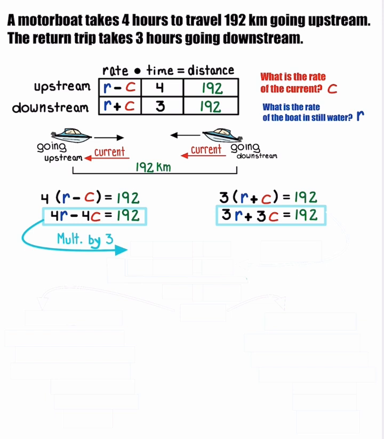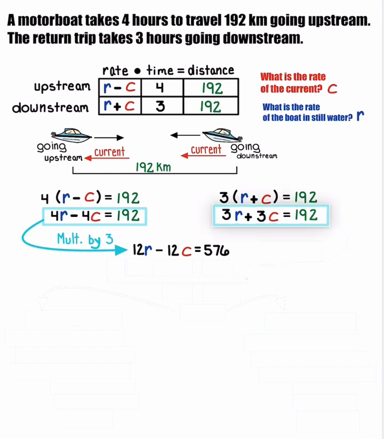So multiplying both sides by 3, 4R multiplied by 3 is 12R. Negative 4C multiplied by 3 is negative 12C. And then 192 multiplied by 3 is 576.